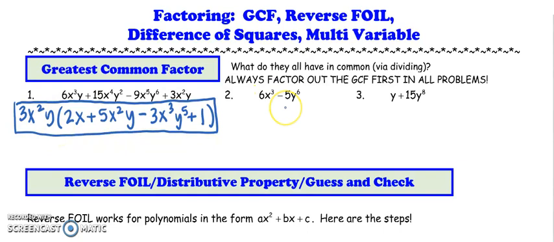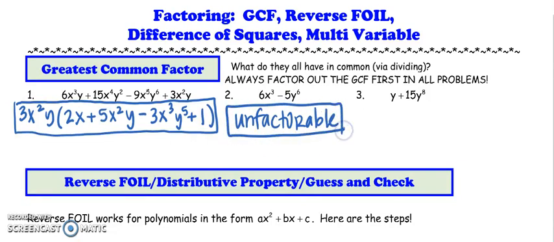Over here, 6 and 5, they don't have anything in common. And x cubed and y, the 6 has nothing in common. So this is unfactorable. Okay, so sometimes you will have an unfactorable. Not very often. Over here, there's a y that they both have in common.